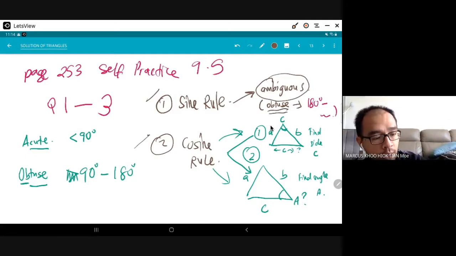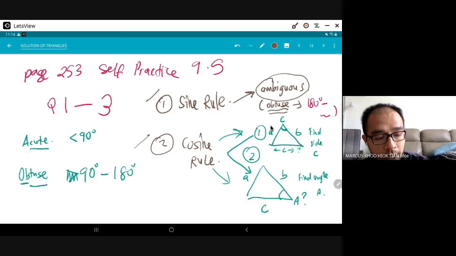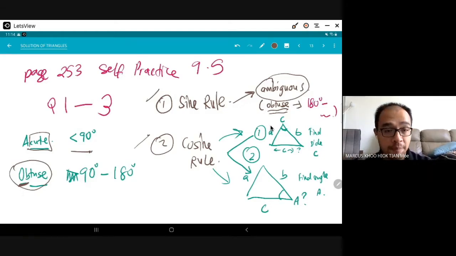Just to remind you, there are two types of angles that we need to remember in this particular subtopic. The acute angle: because it's cute, it's less than 90 degrees. Tiny and cute, very small and very cute. The obtuse angle: because the word obtuse sounds like the word obese, it's a very fat angle. It's between 90 and 180 degrees. We have covered this in our previous class.